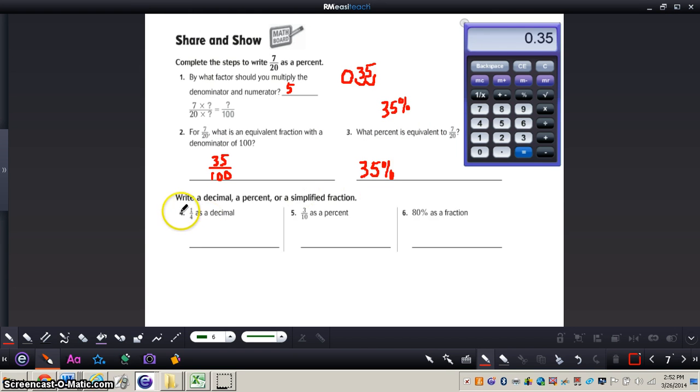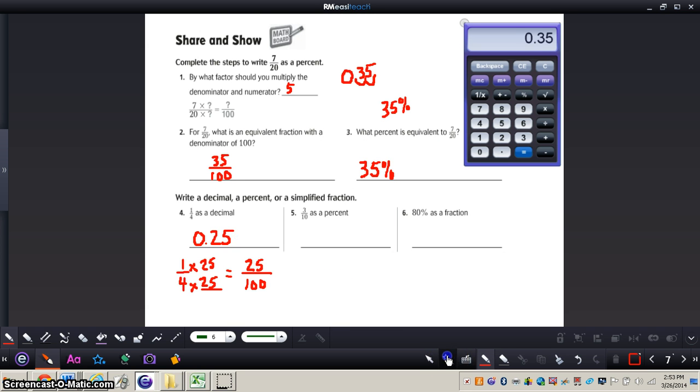Okay, let's take a look at number 4, writing 1/4 as a decimal. What we could do is set it up as 1/4, trying to figure out what 4 times what number equals 100. Okay, and that is 25. So if we multiply the denominator by 25, we need to multiply the numerator by 25. That gives us 25 hundredths now. And then we can just write 25 hundredths as that decimal.